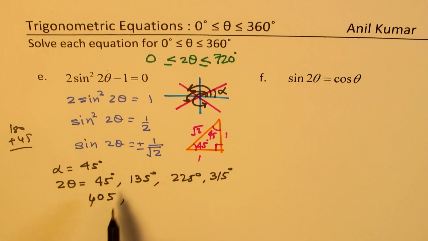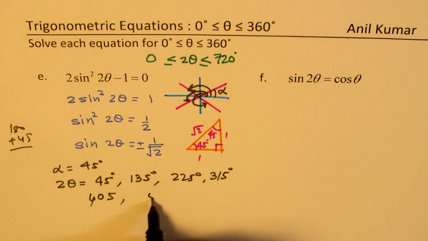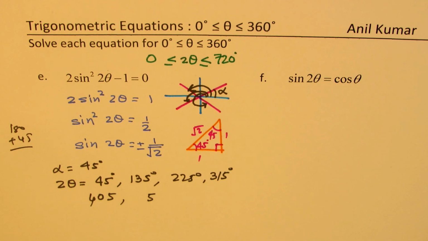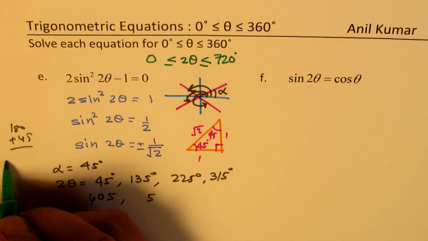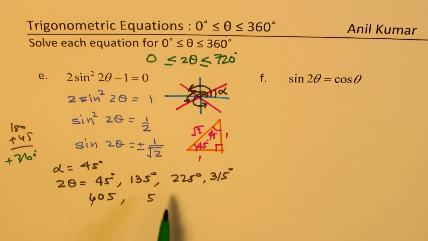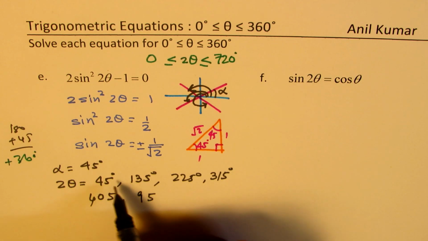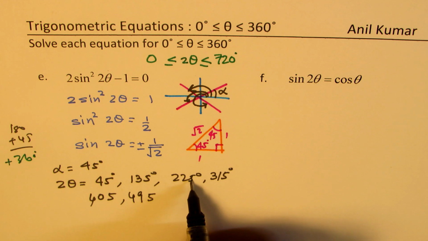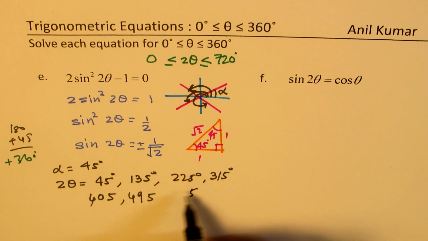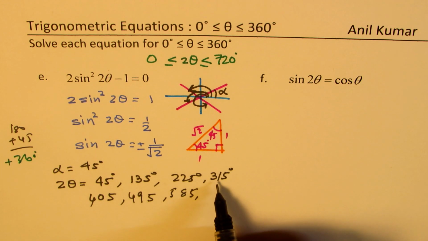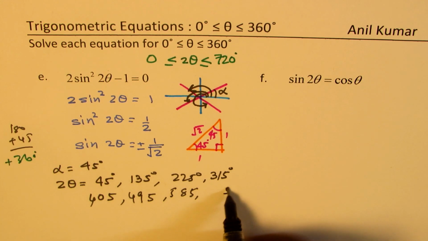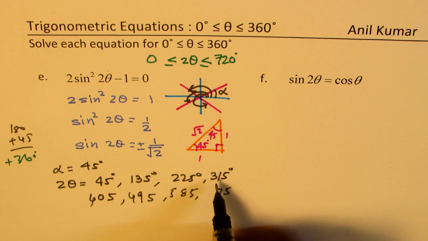degrees. Adding 360, right? Next one, add 360 to 135. Let me write down here. We are adding 360 degrees to each, correct? So when you add 360 degrees, you get 495. Adding 360 here, 585, and adding 360 here, 675.